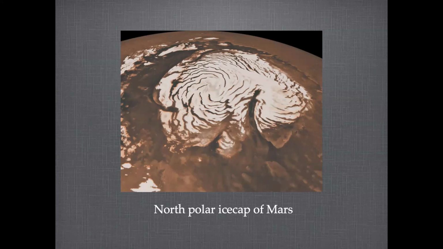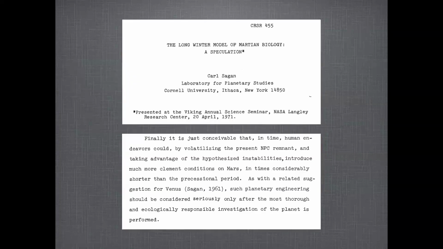Spread fine powdery carbon black on the polar cap, and it would absorb sunlight, driving sublimation. That would increase the greenhouse effect, and fairly soon the whole system would be caught in a great big positive feedback loop, with greenhouse gases raising the temperature so that further greenhouse gases are released. It is just conceivable, says Carl, that in time, human endeavors could, by volatilizing the present North Polar cap remnant and taking advantage of the hypothesized instabilities, introduce much more clement conditions on Mars in times considerably shorter than the precessional period.